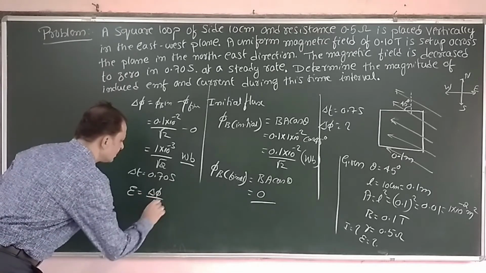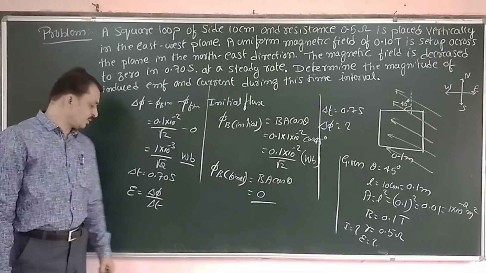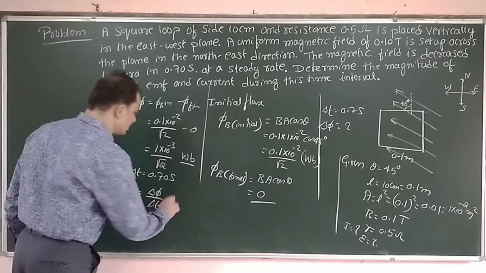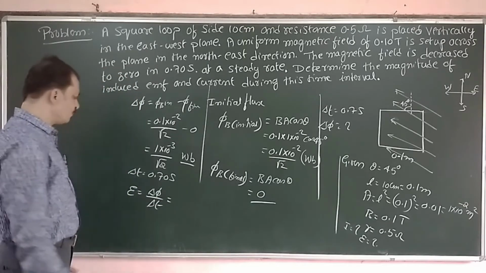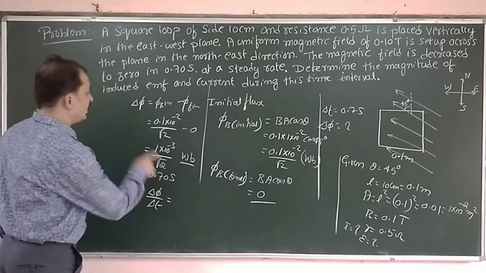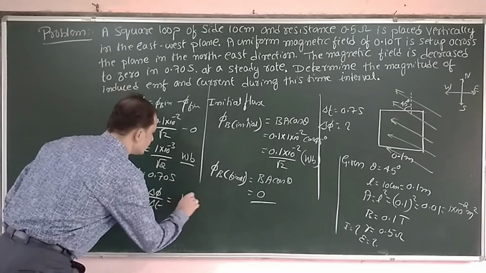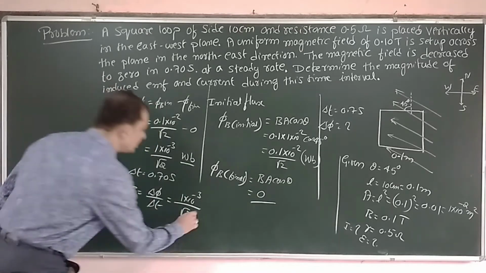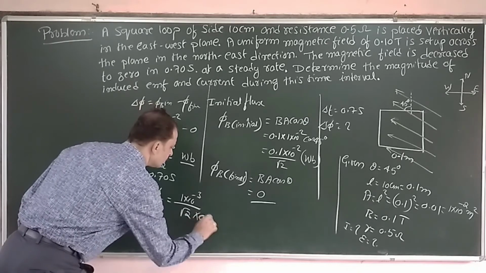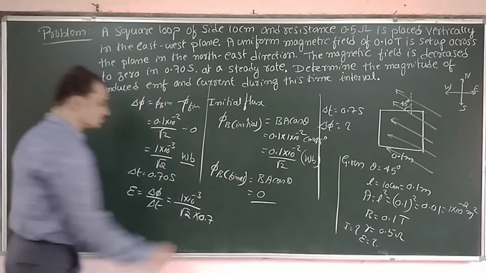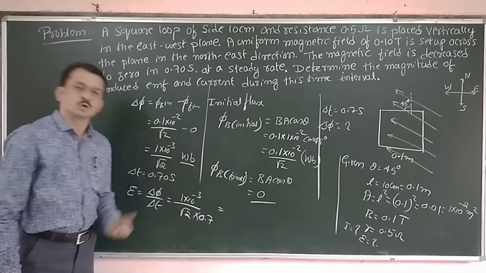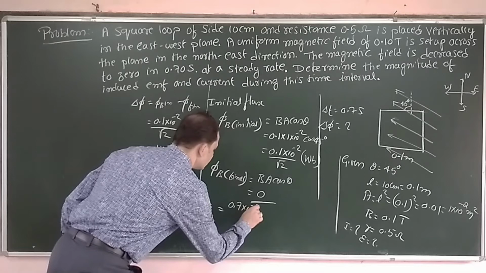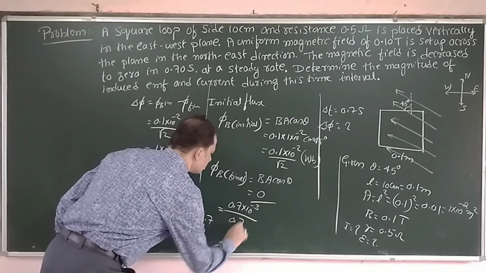Now by using Faraday's laws of electromagnetic induction, the induced EMF is equal to delta phi by delta t, d phi by dt, rate of change of magnetic flux. So delta phi is 1 into 10 raised to minus 3 divided by root 2, into dt, it is 0.7. We know the value of 1 by root 2. 1 by root 2 is 0.7 into 10 raised to minus 3 divided by 0.7.